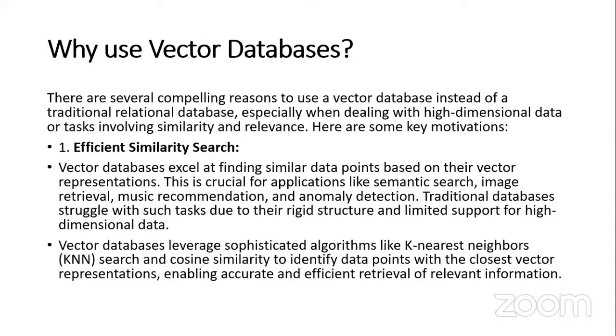When you're dealing with high dimensional data, or tasks which involve searching for similarity or searching for relevance, vector databases come into the picture, because they split the data into chunks. Each chunk has a question attached to it. So that's how it becomes easier to retrieve relevant data. So the first thing is efficient similarity search. Within vector databases, you can find similar data points based on their vector representation. You can fetch the similar data points. This is very crucial for semantic search, image retrieval, music recommendations, anomaly detection, and all of this.